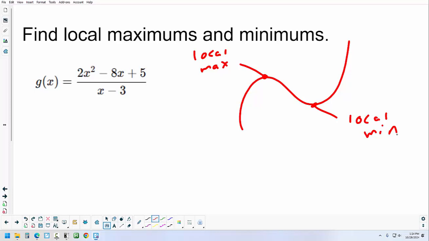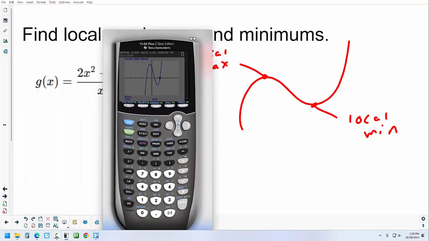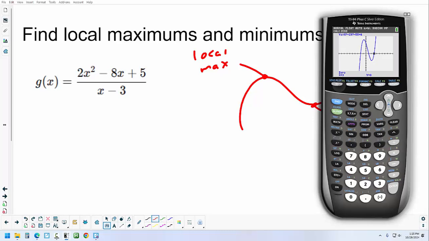All right, so let's graph it and see if we can find any maximums or minimums. When I type this one in, do I need parentheses? Yes, because the numerator and denominator are both complicated. So you've got to put parentheses around them.